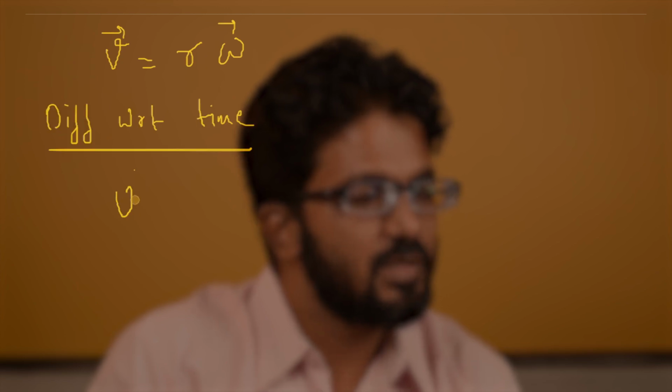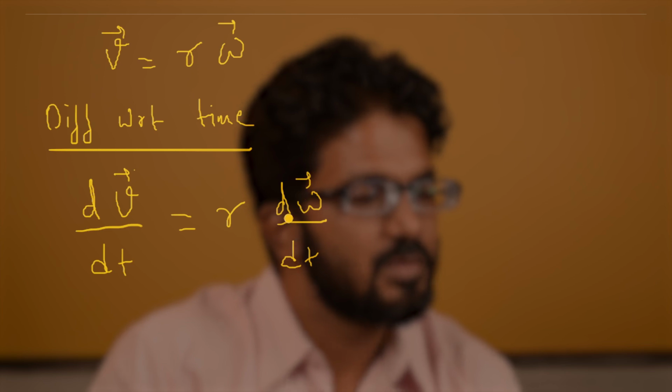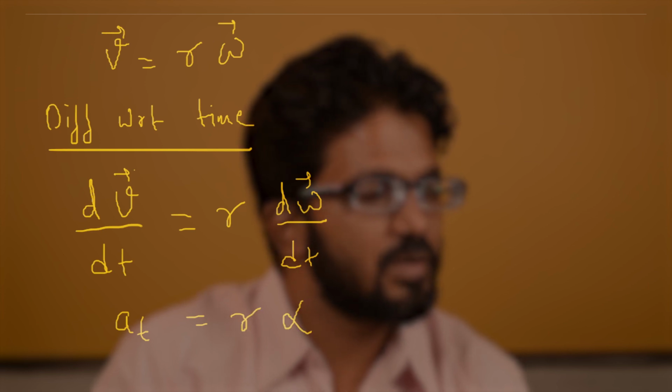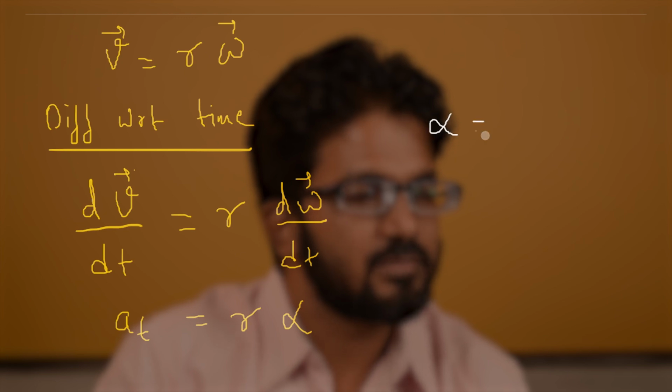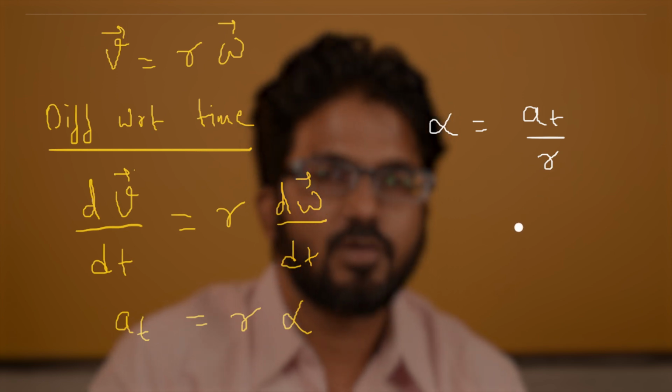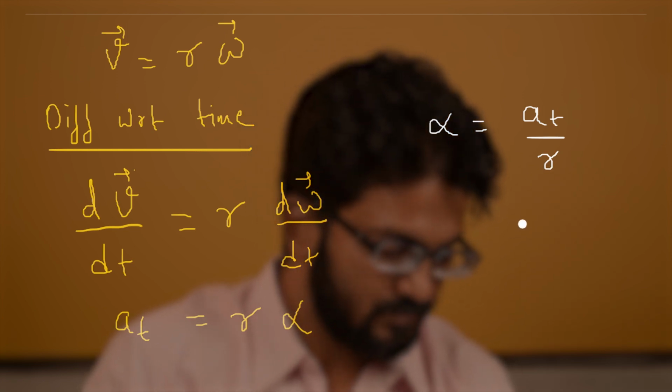Again, differentiating with respect to time, we can say that this v is nothing but rate of change of velocity with respect to time, and this is rate of change of omega with respect to time. So now we can establish a relation between the tangential component of the acceleration and alpha. In other words, we can also say that alpha, that is angular acceleration, is nothing but A tangential by r, where r is the radius of the circle.